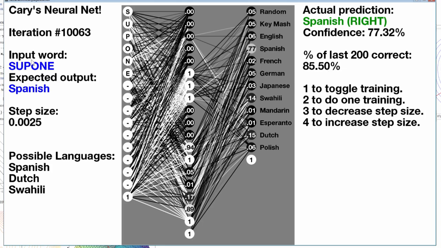So here we have the input word supone, which means something. Supone. In Spanish, and it guesses Spanish with 77% confidence in that. 14% confidence in Swahili, and 15% confidence in Dutch, so that one's pretty stark.